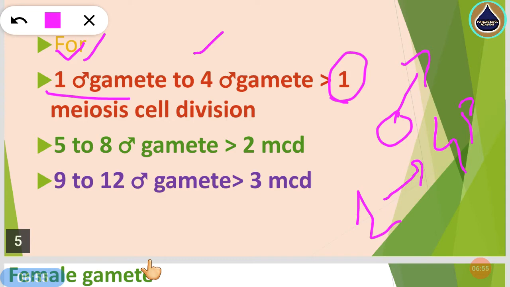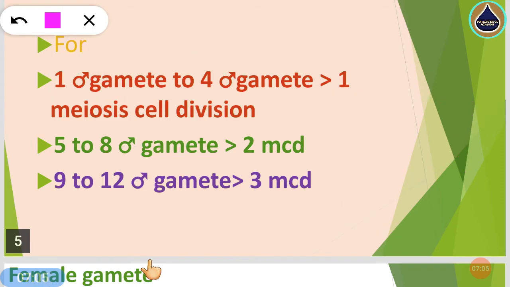So it means by the one meiosis cell division, one pollen mother cell converts into 4 male gametes. Likewise, in the second example, you can see here up to 1 to 4, only one cell division is needed. Then from 5 to 8, 2 meiotic cell divisions are needed.